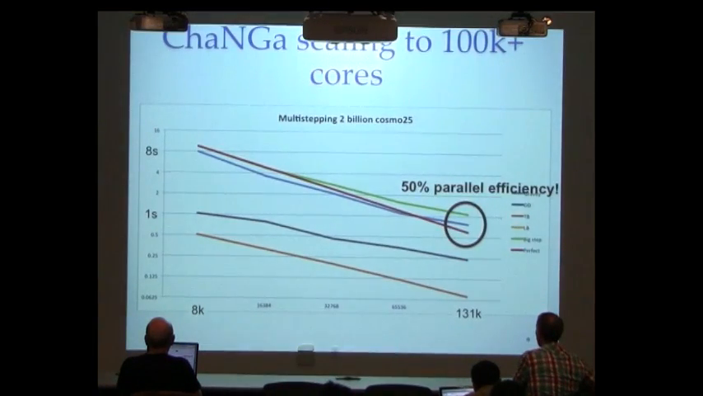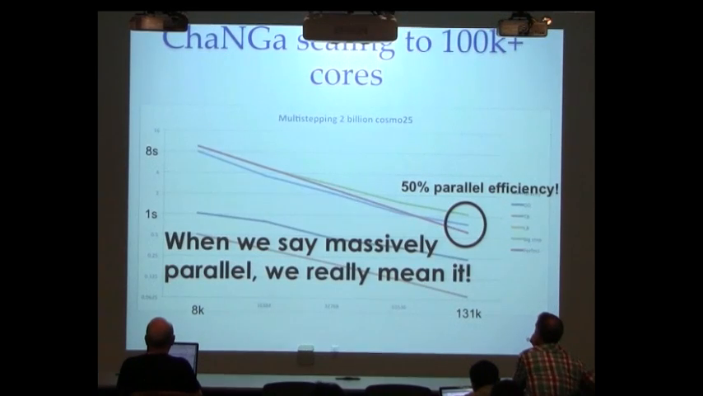So a little bit more about Changa scaling. What we have here are a number of cores on the x-axis, time on the y-axis. I'd like to draw your attention to the red line, which is perfect scaling. And even at hundreds of thousands of cores, Changa achieves 50% parallel efficiency. And so when we say massively parallel, we really mean it. And this is really cool. It has to do with the Charm++ load balancing that's implemented in the code.